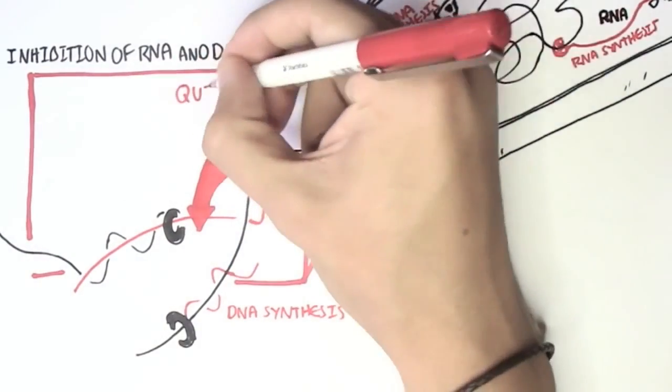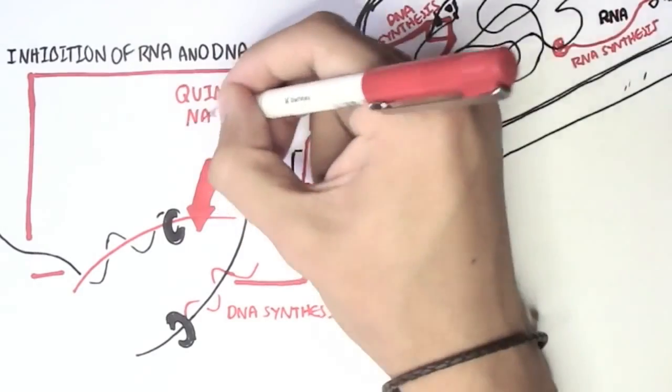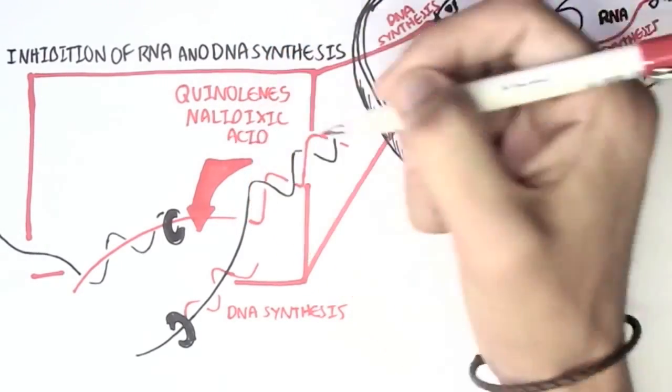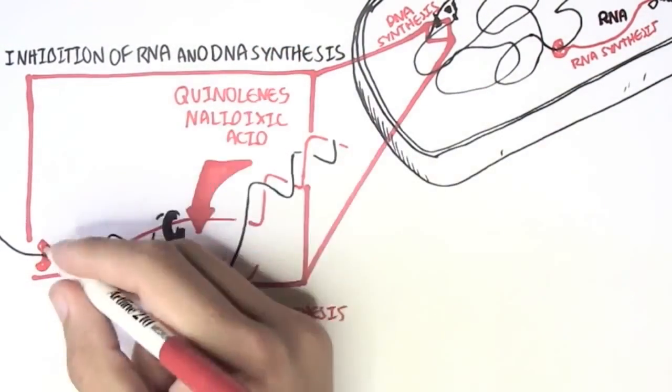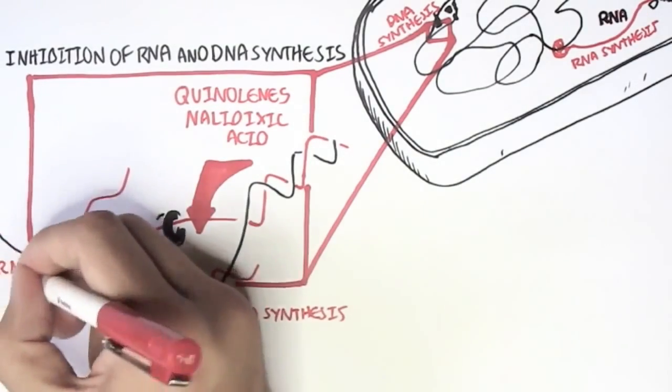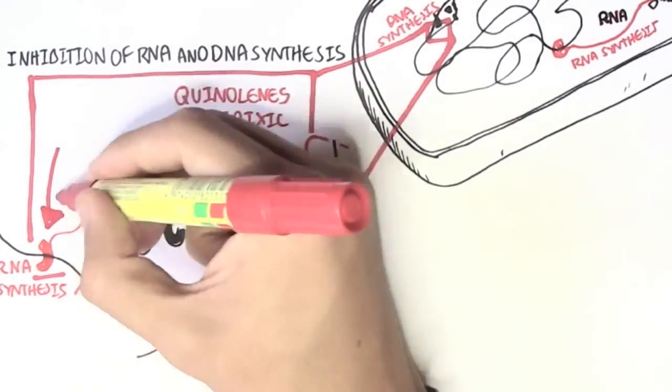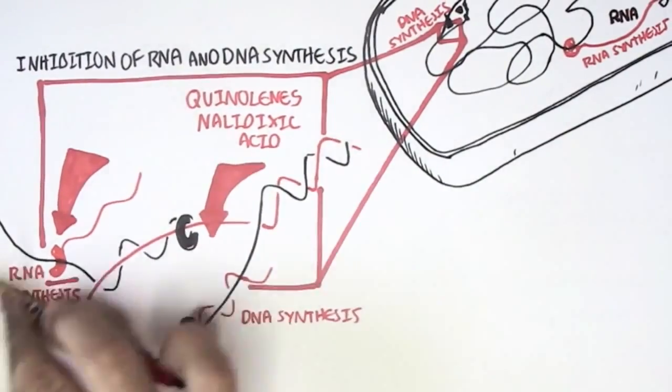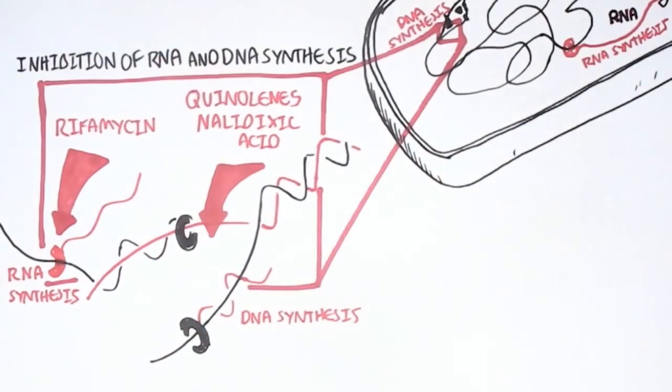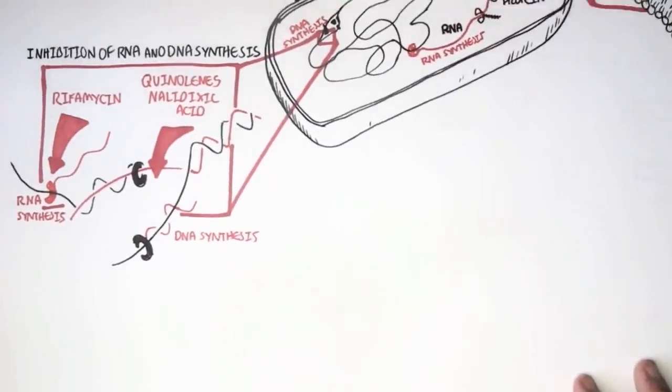These are quinolones and also a class known as nalidixic acids. And then, of course, RNA can be made from the DNA. And there are drugs such as rifamycin, which prevents RNA synthesis and therefore protein synthesis.